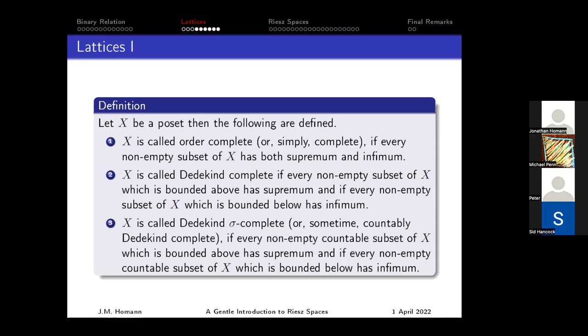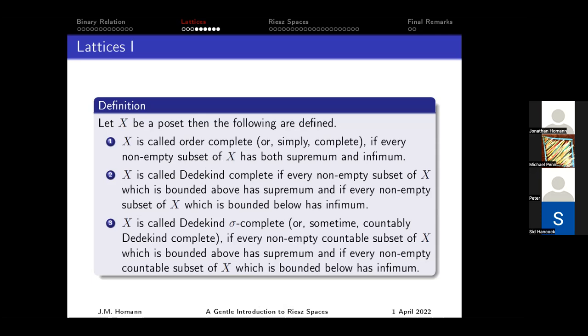So now this Dedekind completeness gives us a property which we see with the real numbers. We know with the real numbers that every non-empty subset of real numbers which is bounded above has supremum, and every non-empty subset of real numbers which is bounded below has infimum. So immediately we see that the set of real numbers under the standard ordering is a Dedekind complete partially ordered set. So this property of Dedekind completeness is now the generalization of what happens with the real numbers.